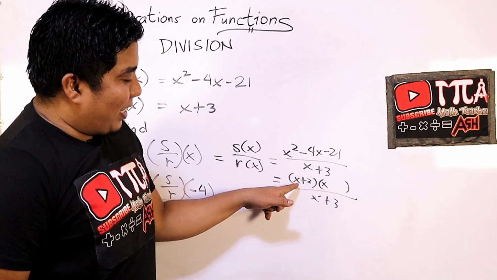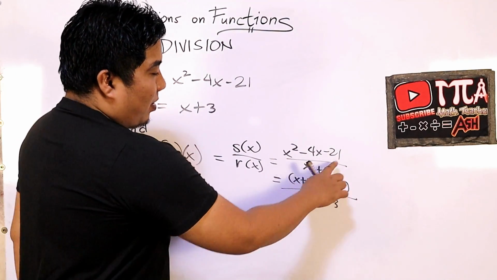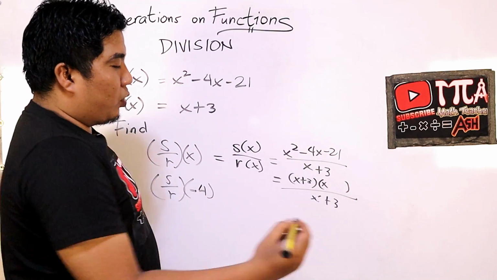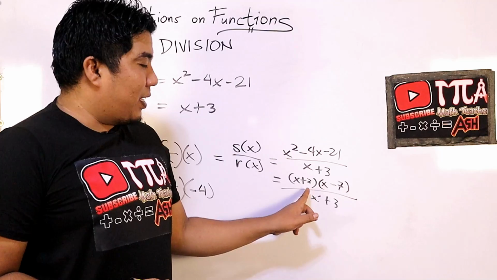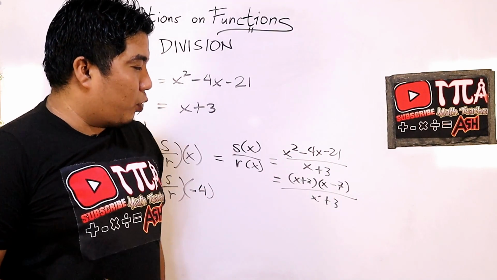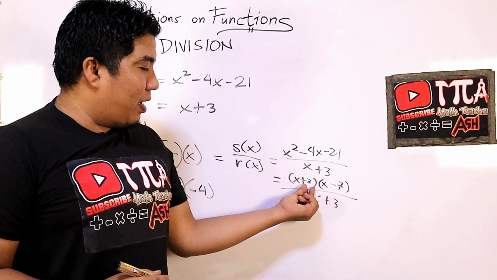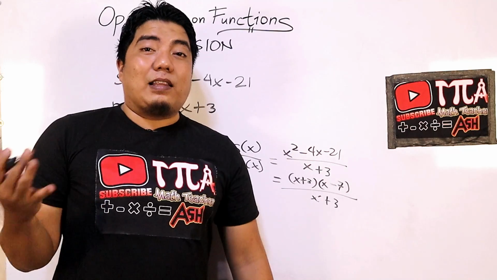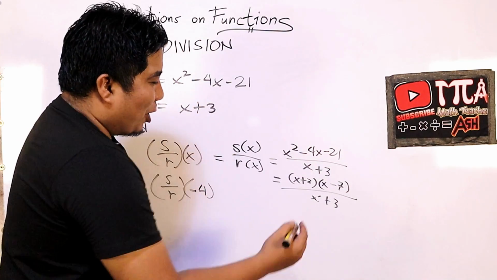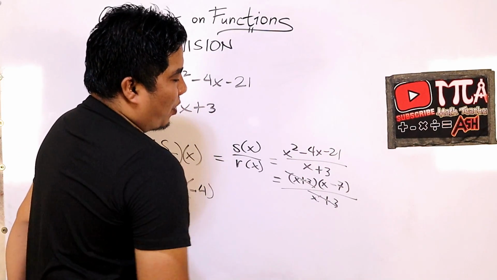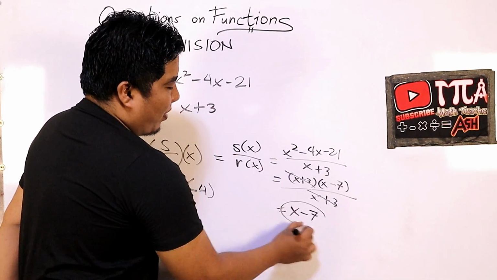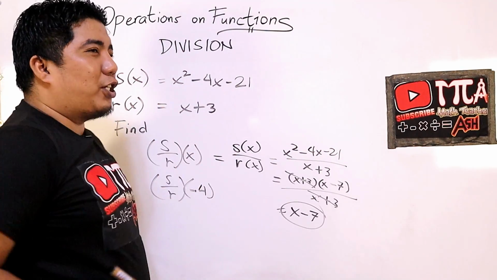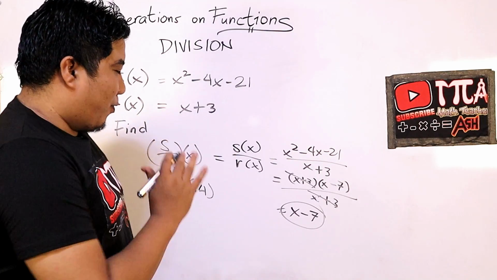So if this is x plus 3, then this is negative 21. So I think this will be negative 7, because negative 7 times positive 3, that is negative 21. And if I add negative 7 and positive 3, the answer is negative 4. Easy, right? So if I cancel these two, alright, so I only have x minus 7. Okay, so I already have answered the first problem for this set.